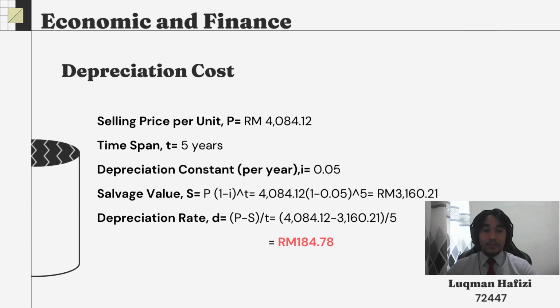Depreciation cost. Depreciation, which is also known as salvage value, can be defined as the reduction in the fixed asset cost until the asset value becomes zero or negligible. Companies can know the value of their assets over time using depreciation concepts, and their profit will not be damaged during the selling or disposal process. For this analysis, the 5-year time range is taken as the depreciation period. Therefore, we get the depreciation rate equal to 184 ringgit per year.